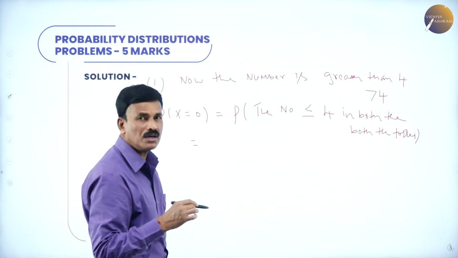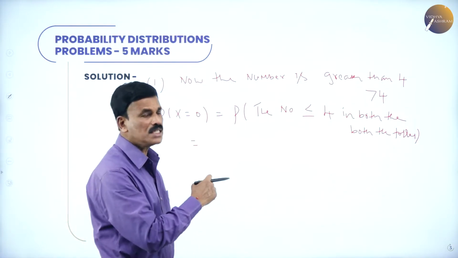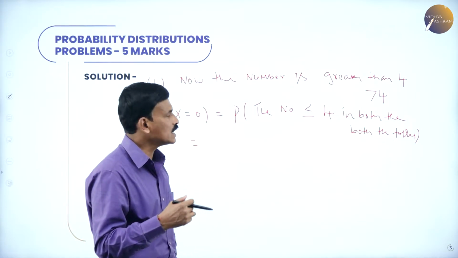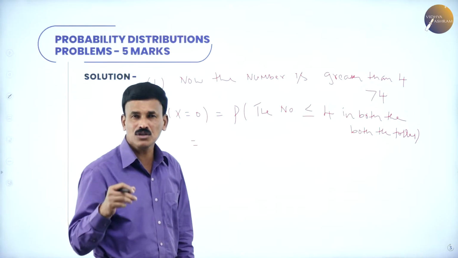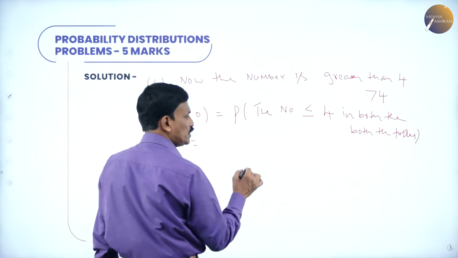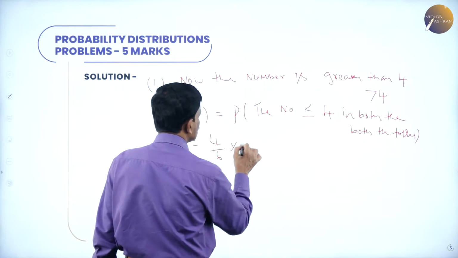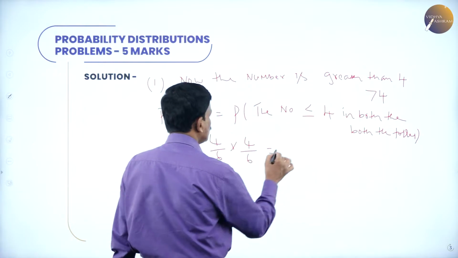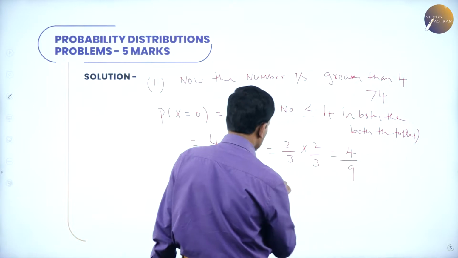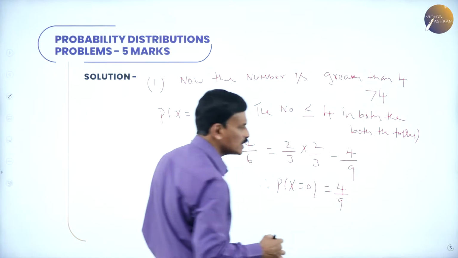Number less than or equal to 4: since a die is tossed twice, the first condition, let us consider x is equal to 0 means the probability that the number is less than or equal to 4 in both the cases. Less than or equal to 4 means, so there are how many events? 6 events. So this is 4 by 6 into 4 by 6, that is nothing but 2 by 3 into 2 by 3. This is equal to 4 divided by 9. Therefore, probability of x is equal to 0 is equal to 4 by 9 in the first case.